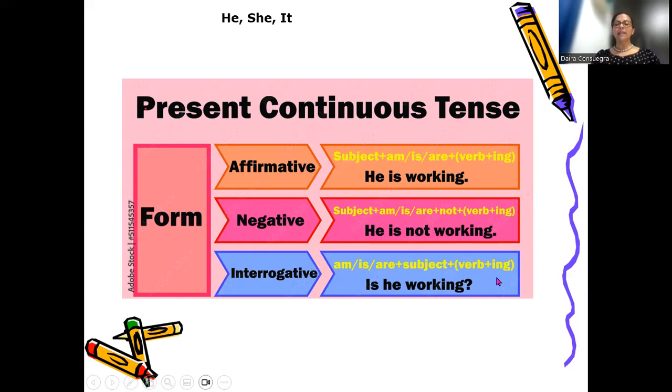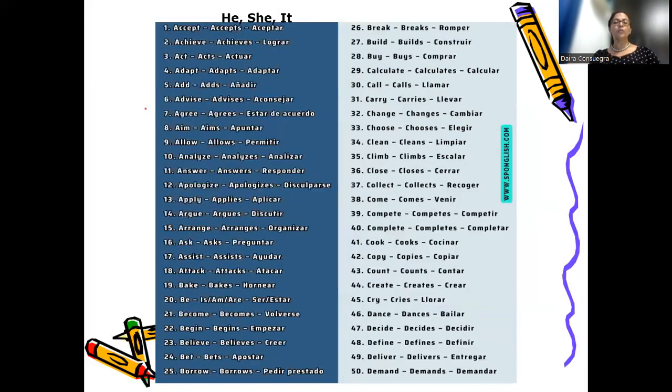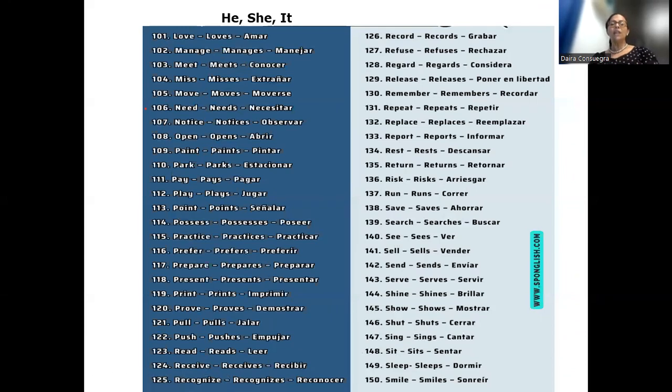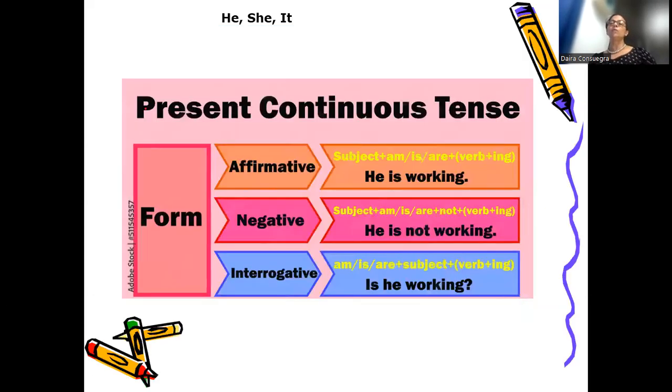And that is why the list is very long for you to study. Because if you know, for example, that the verb create is crear, and you want to say, la profesora está creando un proyecto, you can say, the professor is creating a project. So you learn the verbs first, and then you will be able to conjugate the verbs in the appropriate tense. In this case, the present continuous tense. That is actions in the moment, acciones en el momento.